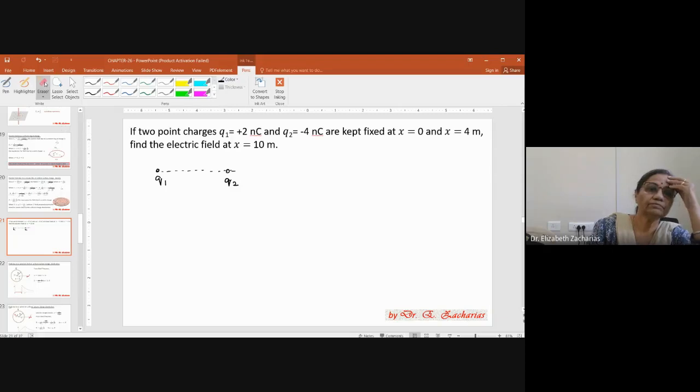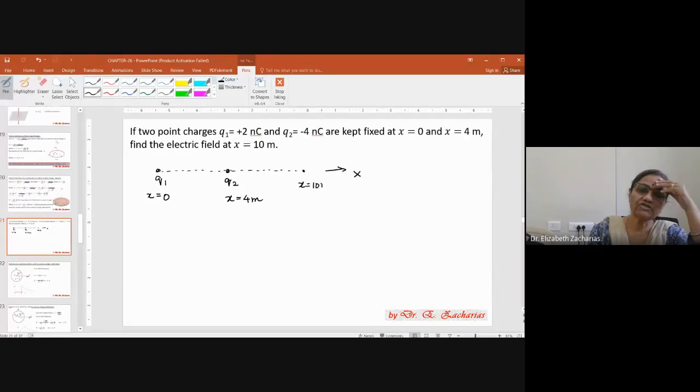Let's say this is my x-axis. So Q1 is at x equal to 0 and Q2 is at x equal to 4 meters. You must find out what is the electric field because of both these charges at a point x equal to 10 meters. What is the field? This is what you're expected to find out.